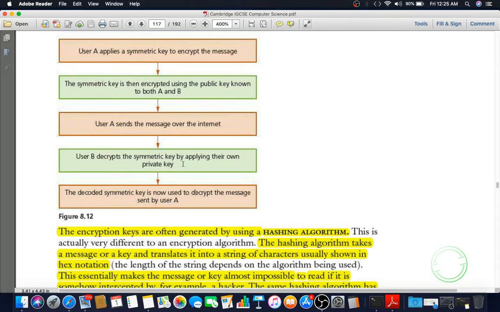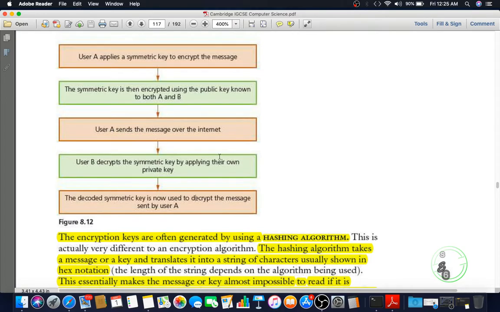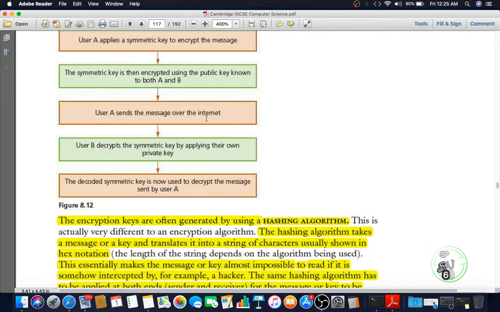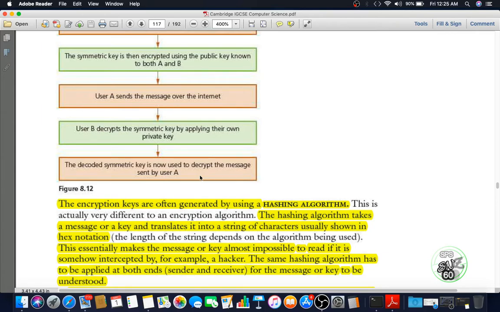So this is the process. I will show you a video to explain and make you more clear with the topic. So this is the process. You have to write these lines as the steps for the asymmetric encryption.